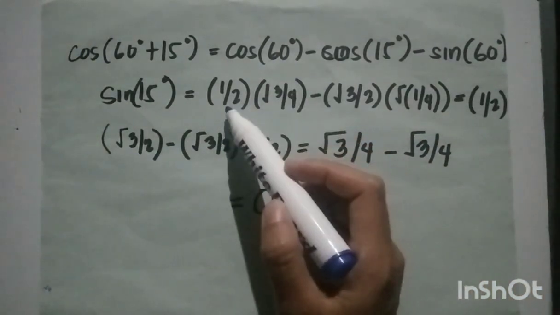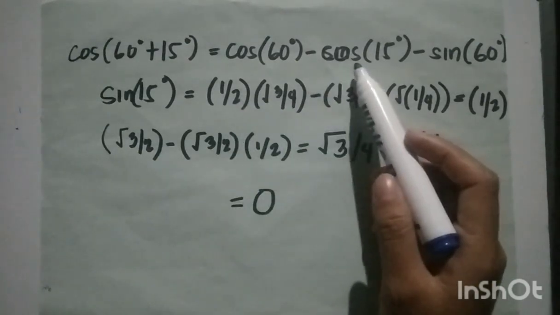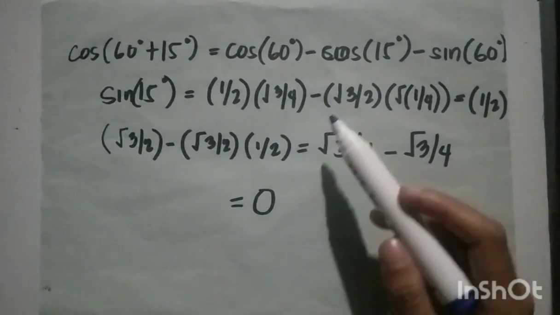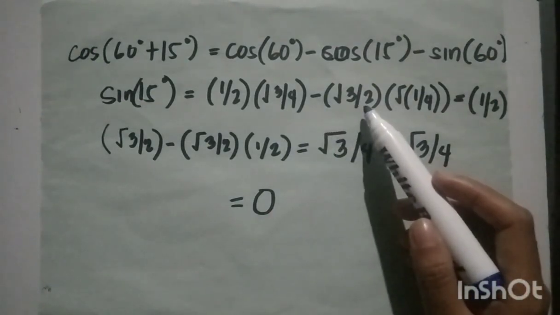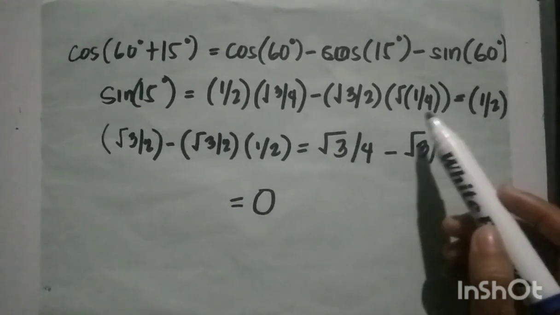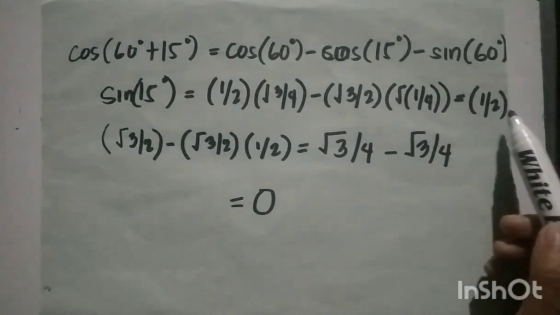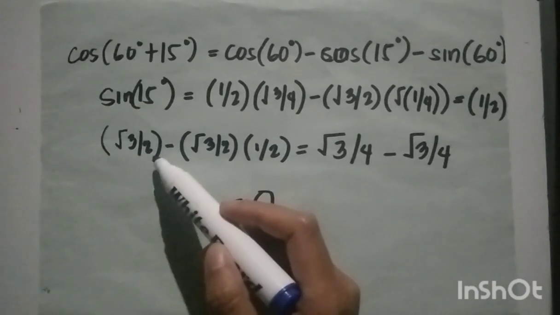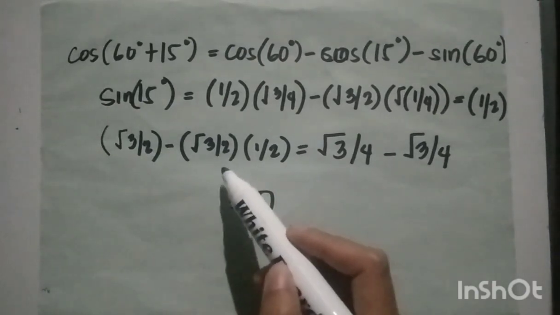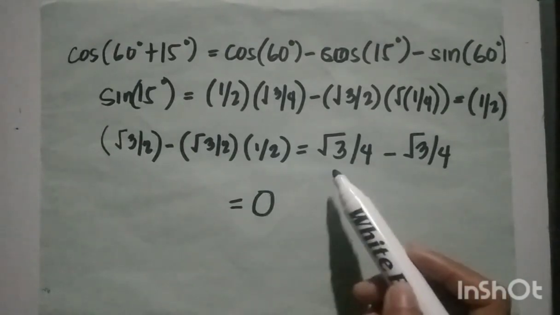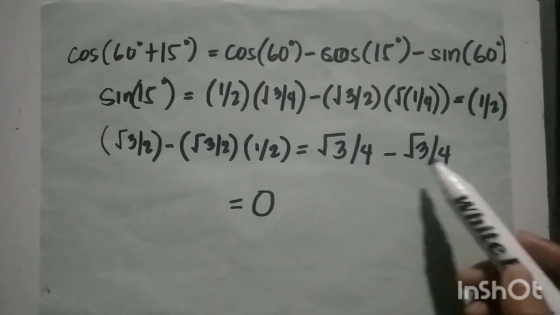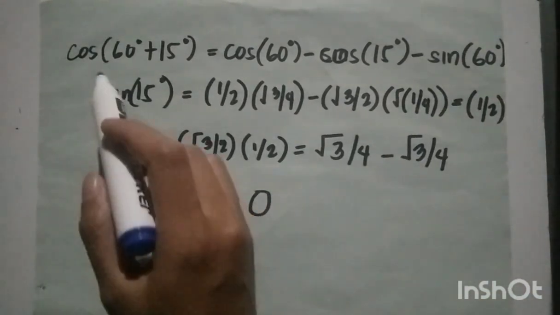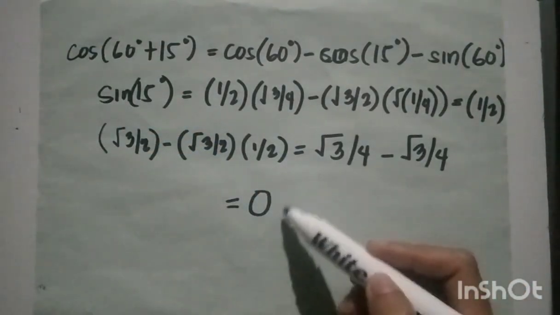the cosine 60 degrees is equal to 1/2, while the cosine 15 degrees is equal to square root of 3 over 2, minus the sine 60 degrees, square root of 3 over 2, times sine 15 degrees, 1/2, which is equal to square root of 3/4 minus square root of 3/4, which is 0. So the cosine 75 is equivalent to 0.